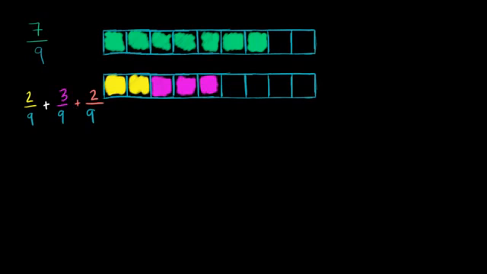And then 2 more ninths. And then 2 more ninths. 1, and 2. So notice, when I added 2 ninths to 3 ninths to 2 ninths, this equals 7/9. And we know that when we add a bunch of fractions like this that have the same denominator, we can just add the numerators. And this is why. 2 ninths plus 3 ninths plus 2 ninths is going to give me 7/9.